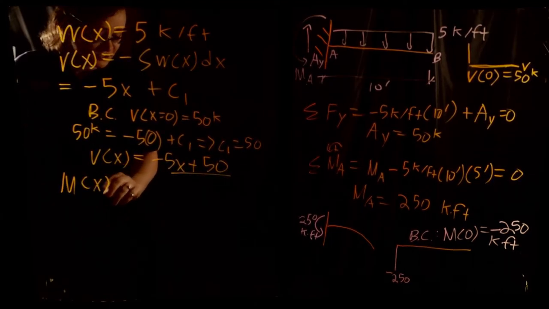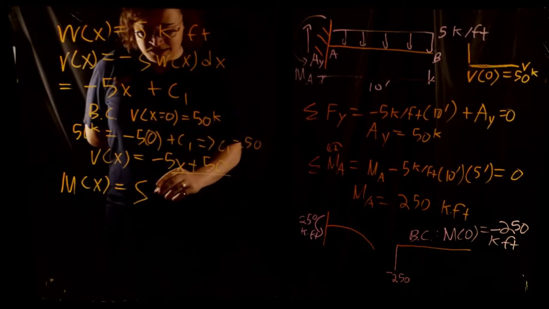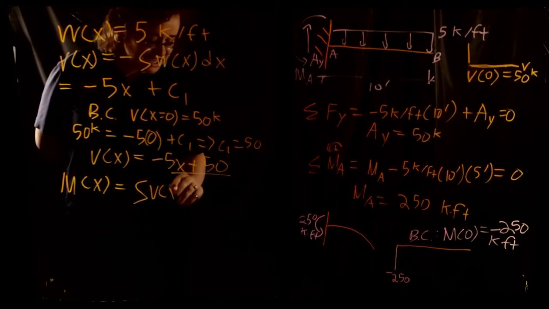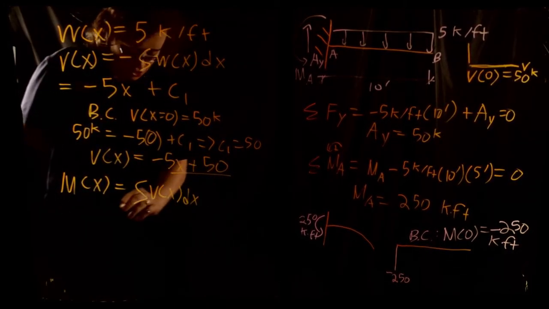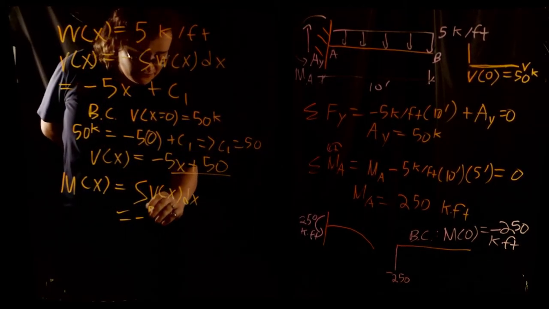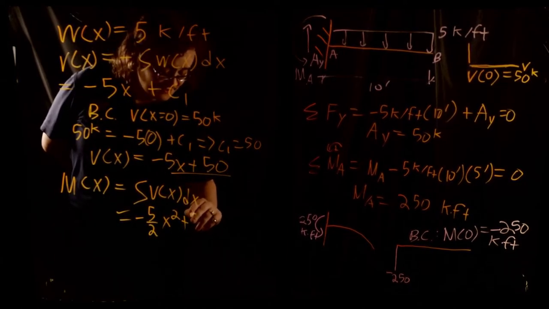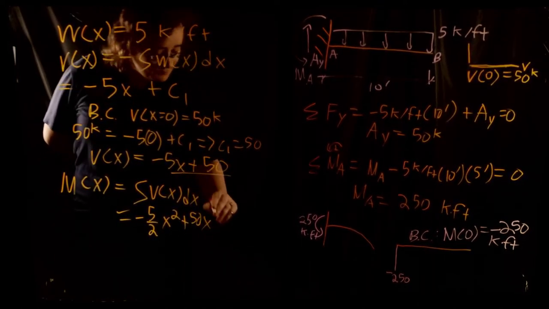So then, let's go ahead and get the moment. The moment as a function of x is going to be the integral of v as a function of x dx, which will be, let's see, negative 5/2 x squared plus 50x plus a C2.